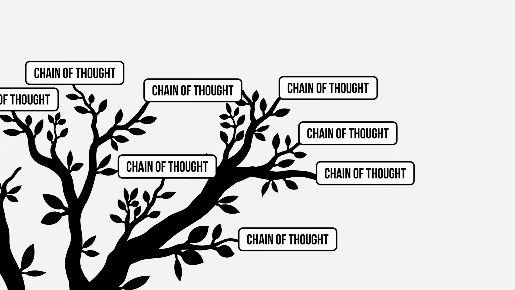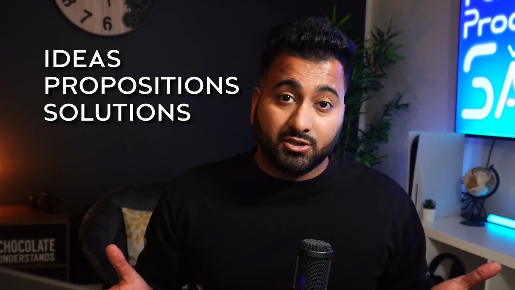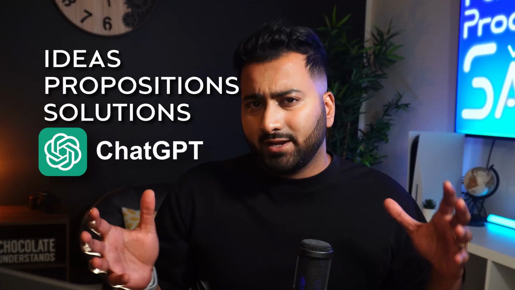Alright guys, welcome back. Today we are going to deep dive into a popular emerging prompt engineering technique called the tree of thought. This is an interesting one as it performs like a chain of thought but with multiple branches. So imagine when you have a few different ideas, propositions, or solutions and you want to use ChatGPT to kind of work through them with you to find the best one to go with.